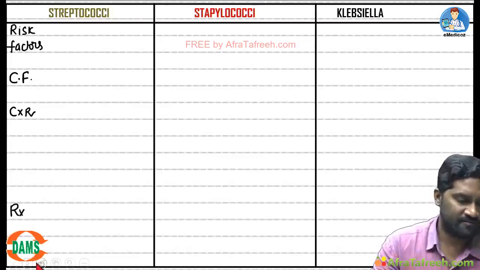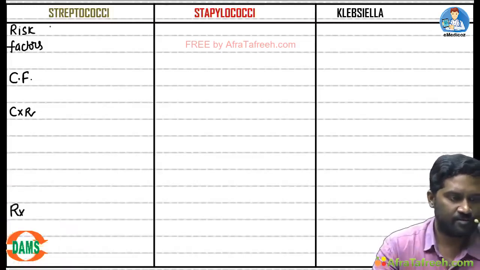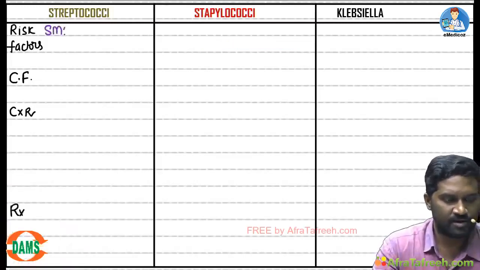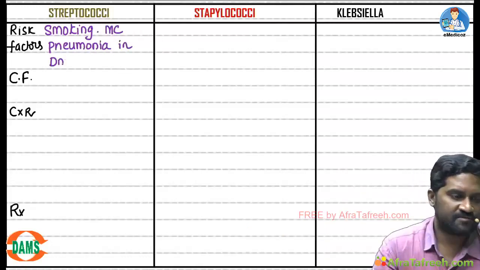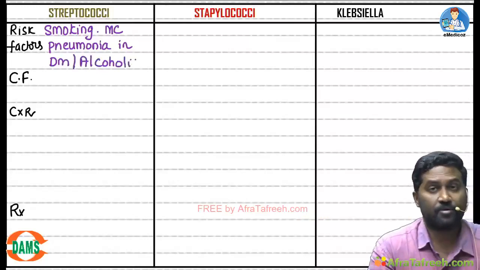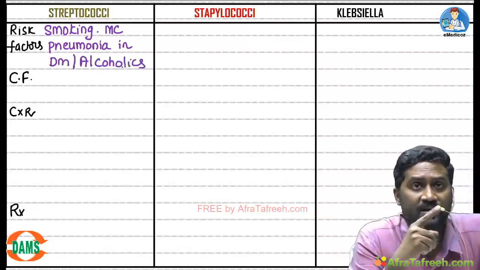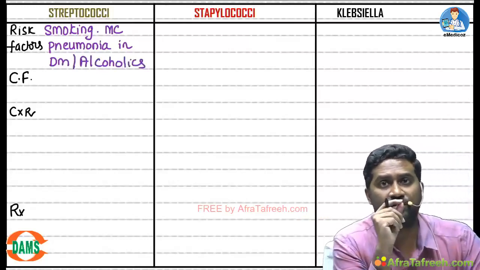Coming to risk factors, for streptococcus pneumonia, smoking is an important risk factor, and streptococcal pneumonia is the most common pneumonia happening in diabetics and alcoholics.